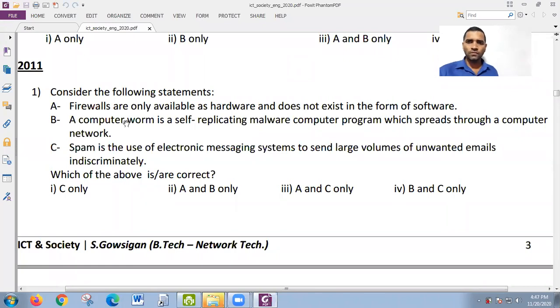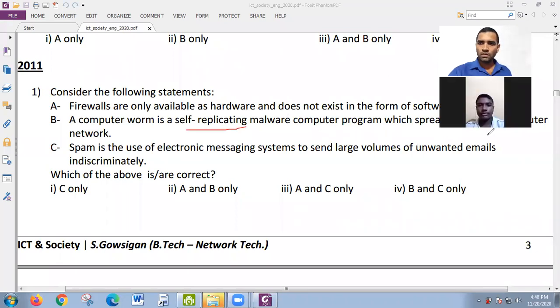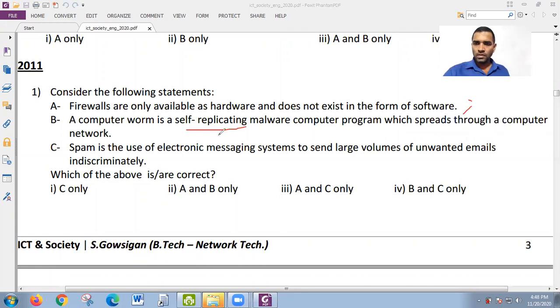So you cannot accept the first one because, according to that statement, it does not exist in the form of software. That is wrong, right? Firewalls are available in both hardware and software format. Okay, first one is wrong. Second, a computer worm is a self-replicating malware computer program which spreads through a computer network. I read it again. A computer worm is a self-replicating malware computer program which spreads through a computer network. That is correct.